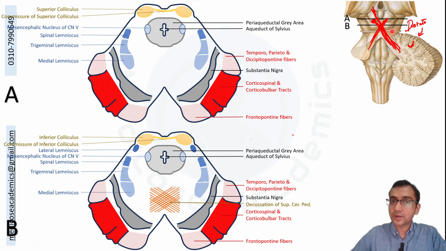So this is what we are basically seeing right here: the decussation of the superior cerebellar peduncles. And that is a very prominent feature of the midbrain cross section at the level of inferior colliculus.